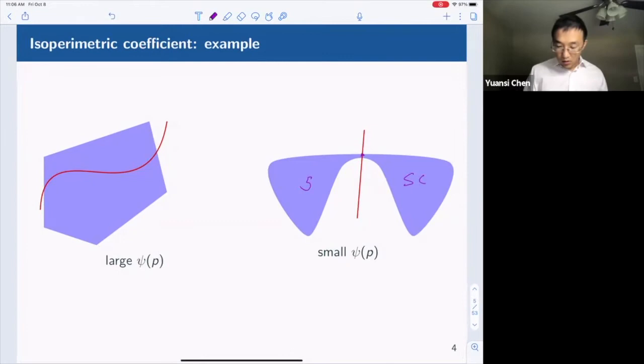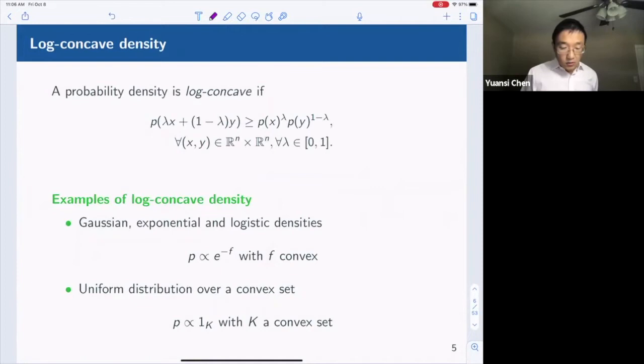Then we have to define the log-concave density. A density is log-concave when you take the log of the density and it satisfies a concavity property: the value at the point in the middle is larger than the average of the two extremes. Typical log-concave densities are the Gaussian, exponential, and logistic densities, of the form e to the minus f with f convex. A large class of log-concave densities is the uniform distribution over convex sets, proportional to the indicator of these convex sets.